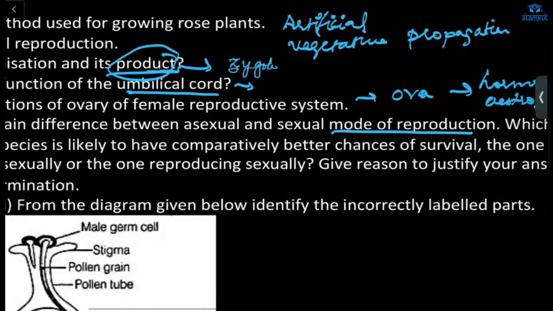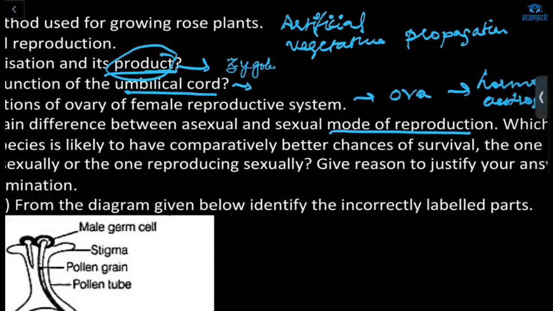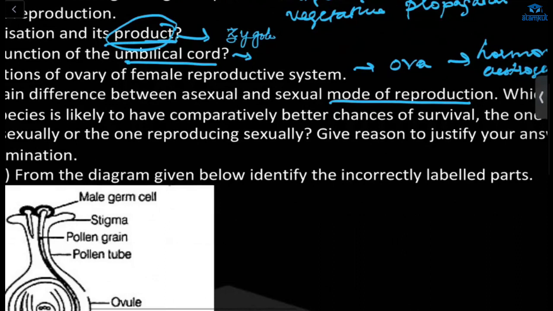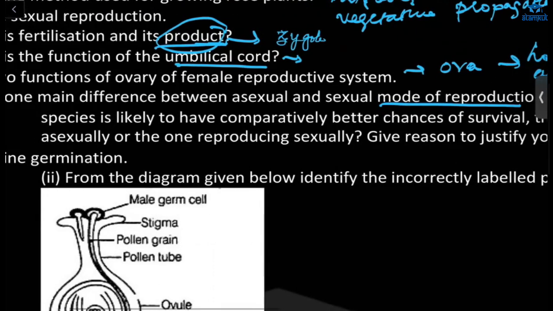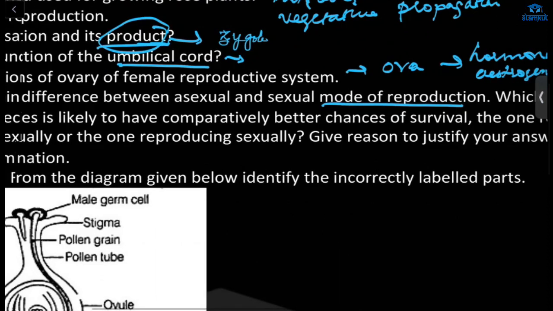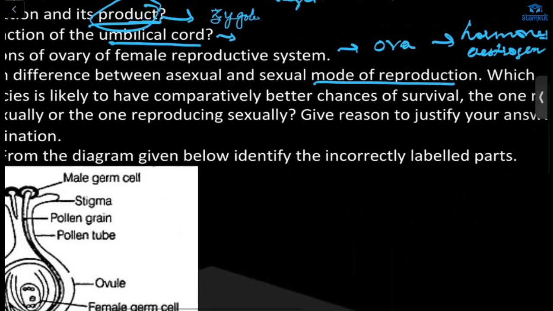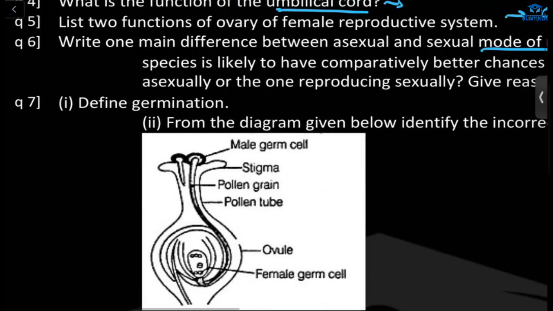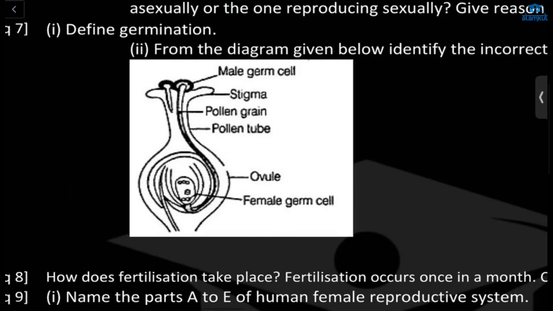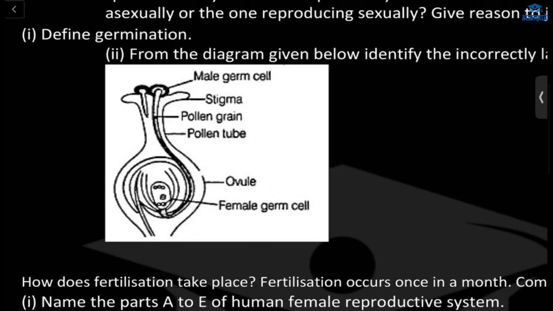In sexual reproduction, what will happen? There is involvement of two organisms, the parents, and there is also fusion of gametes. And which is better? Sexual reproduction. Why? Because there will be many variations. And what is the advantage of variation? It helps in the adaptation and survival of the species. Next one, define germination. Germination is the growth of a new plant from a seed into a seedling.